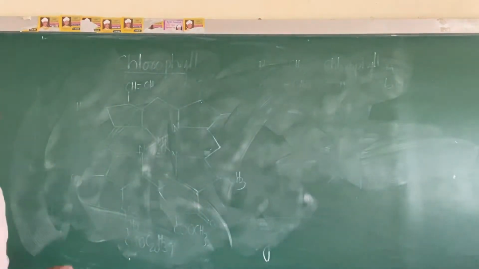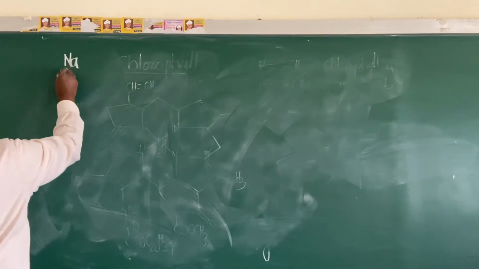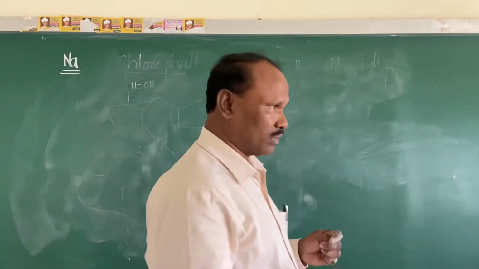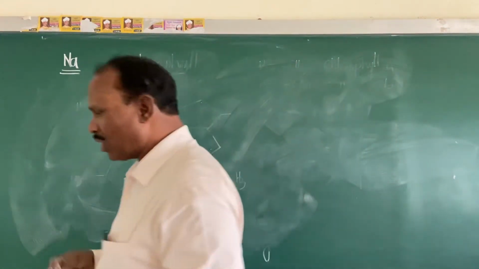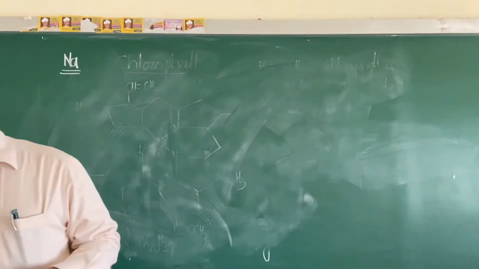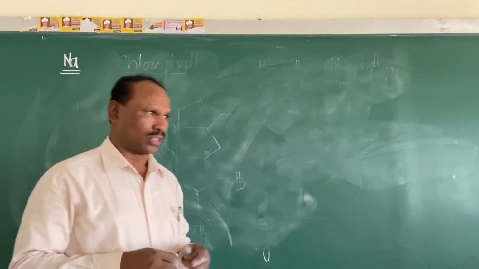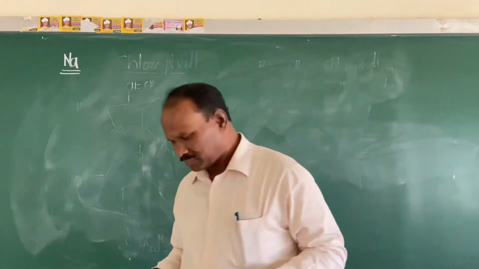So the first biological function of the metal ion or the metal is sodium. How the sodium metal is playing a role in our body system, in other words in the biological system, right? So the role of sodium in the biological system.